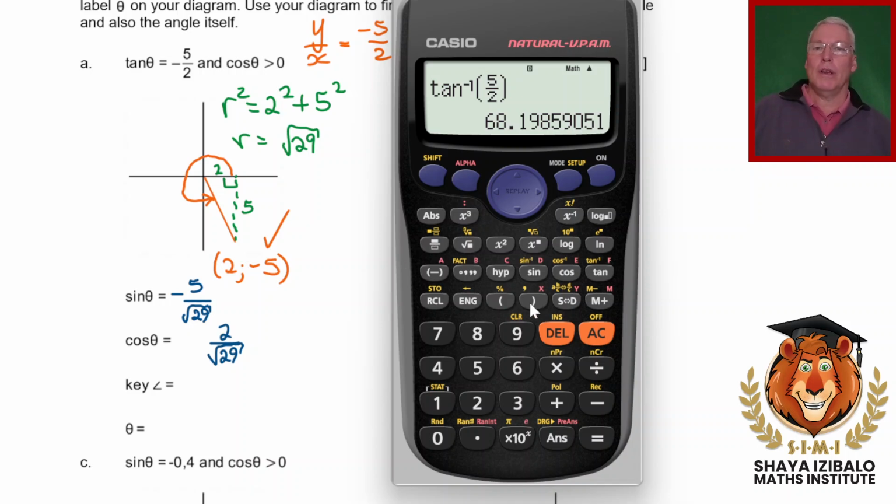I want to show you that I could also go inverse sine of 5/√29. Shift sine of 5 over the square root of 29. And I'm going to get exactly the same answer. I'm going to get that 68.2 degrees again. Have a look, there it is. Or I could do inverse cos, shift cos of 2/√29.